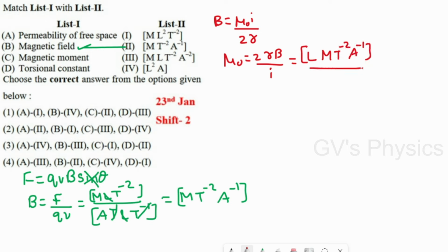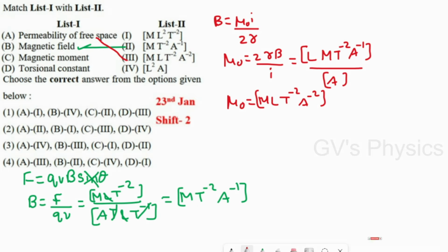And for the current, ampere A. Okay, so we can take A to the numerator. So mu naught is equal to M L T power minus 2 A power minus 2. Okay, so now we can see the permeability in free space matches with 3.